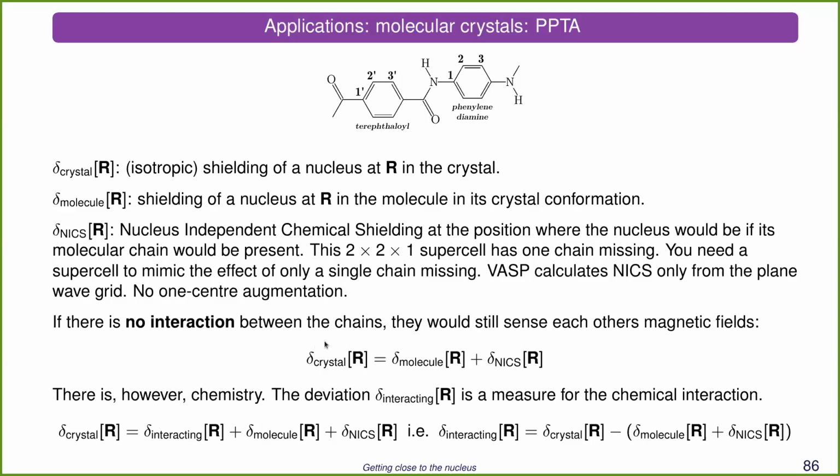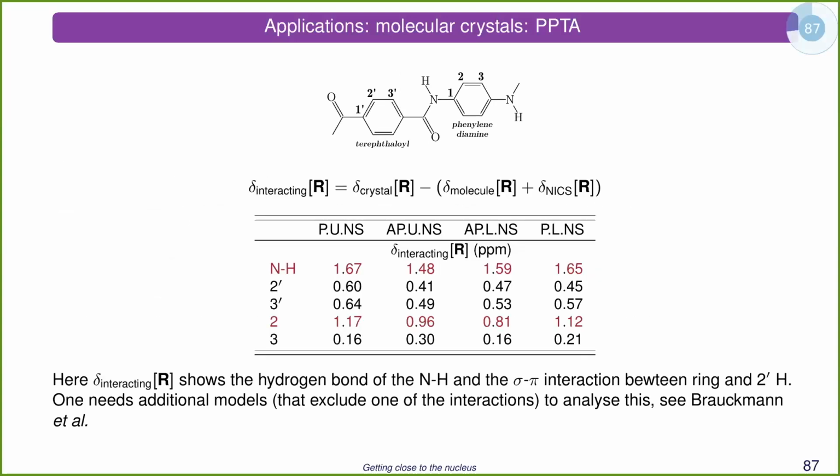And that is in the next slide, where this interacting is reported for a few of the hydrogens. So we take one model, or a series of models over here, and calculate this delta interacting for the hydrogens. And then you see that for several of the hydrogen positions here, nothing happens. But the NH hydrogen, which is involved in a hydrogen bond with the next chain, gives a huge effect. That gives a delta interacting of almost 2, 1.5 in this case. So this is a signal for chemistry going on.